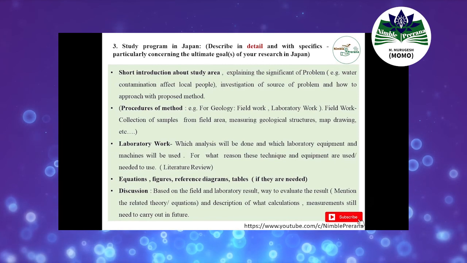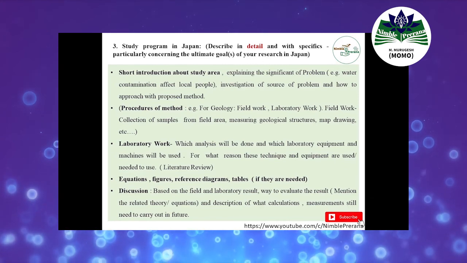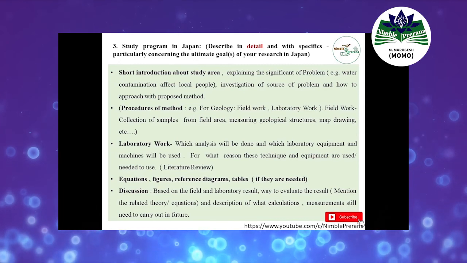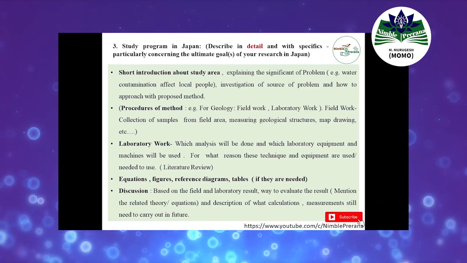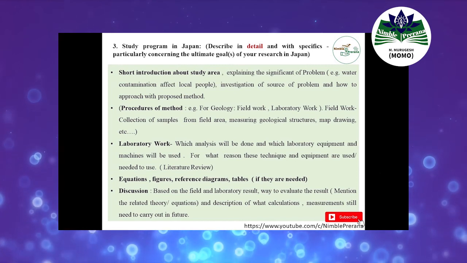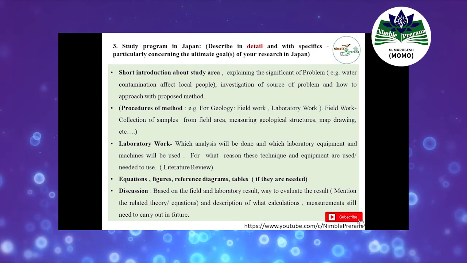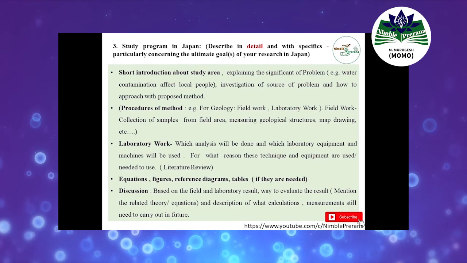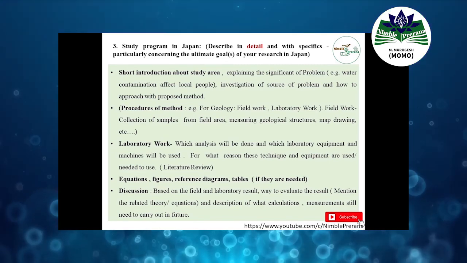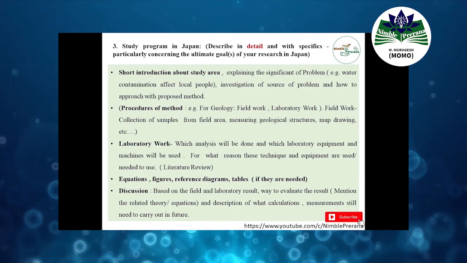The other one is the laboratory work: which analysis will be done, which laboratory equipment and machines will be used and why they will be used, and also how to analyze them. Sometimes we may add a literature review. We may add the equations, figures, reference diagrams, and tables if they are needed. In my case, I added figures that are very important to my proposal.